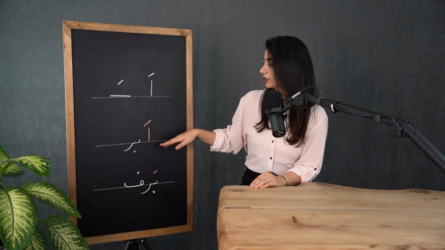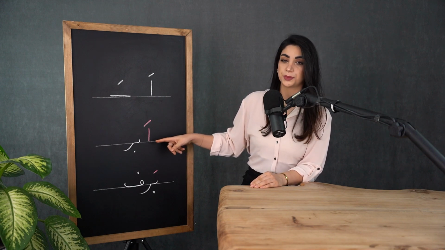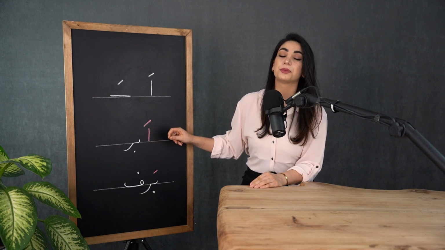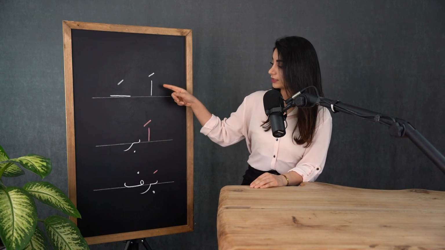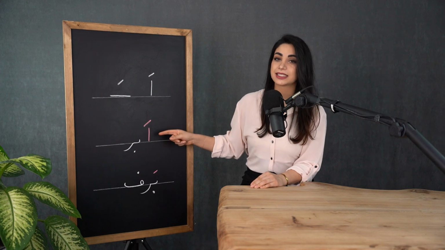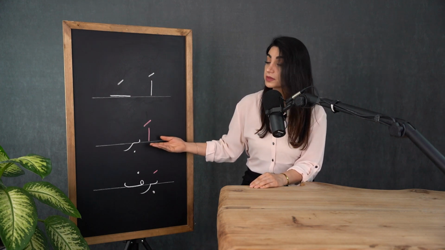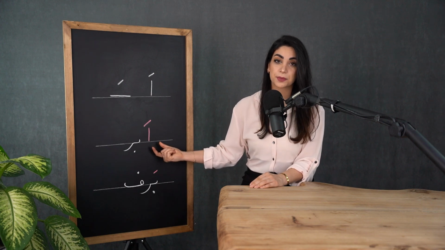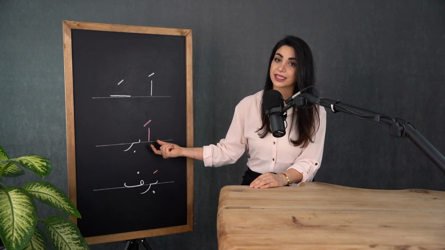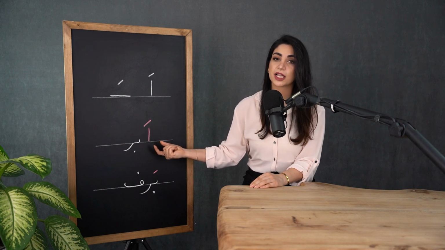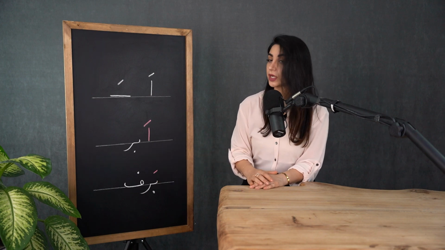Now come here, look here. Abr. Look at the red part. It's the first one. It sounds like A and it comes at the beginning. This one comes at the beginning and it sounds like A. What about the next one?